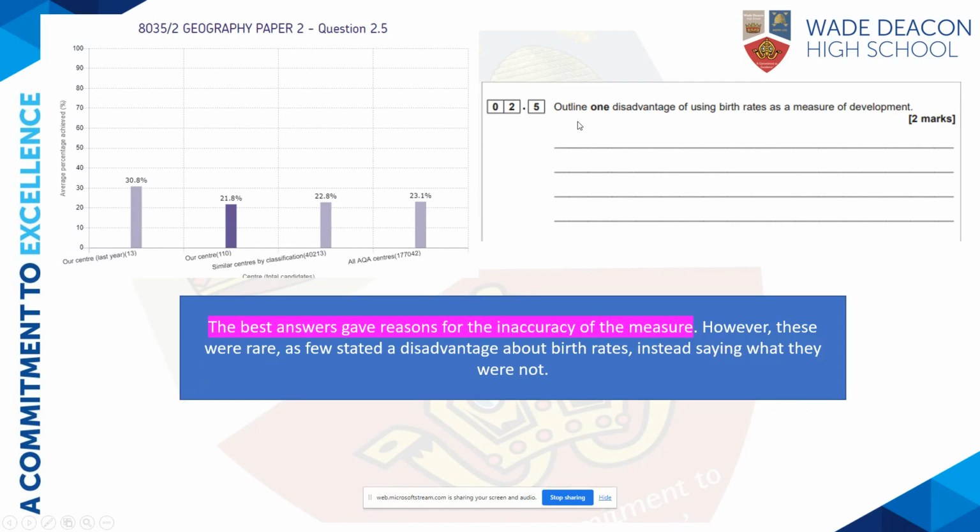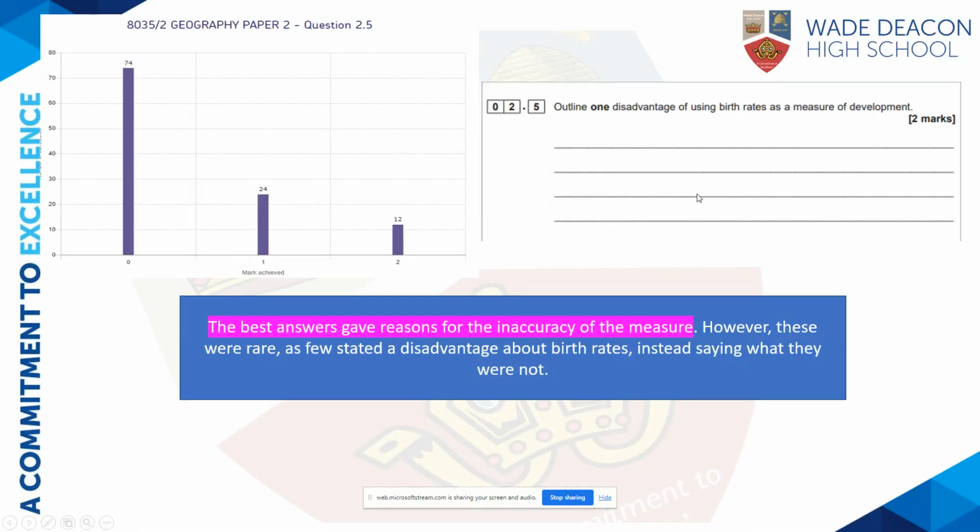So what examples can you think of, one disadvantage of using birth rates as a measure of development? Not accurate in rural areas. Yeah, the inaccuracy is really important. The recording of the births is one of the main ones. Okay, again, we scored 74 students got 0 for that one.